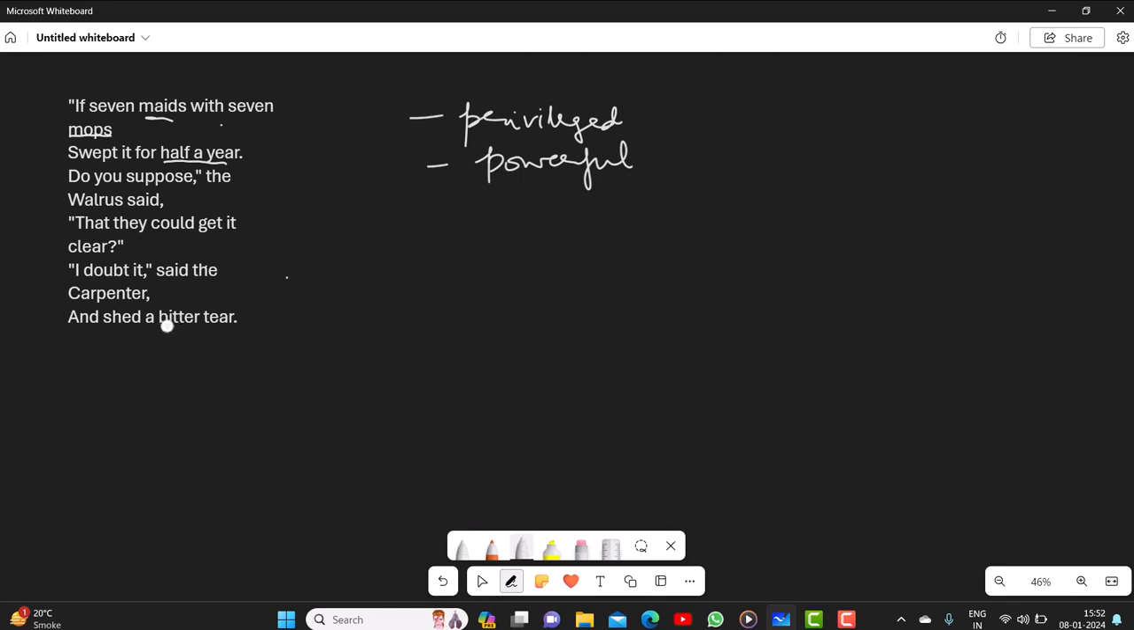And once again, the carpenter sheds a bitter tear. Now, bitter means angry. Bitter means resentful. So, because what he wants is not going to happen, the carpenter is angry and he sheds a bitter tear, which shows he's angry.